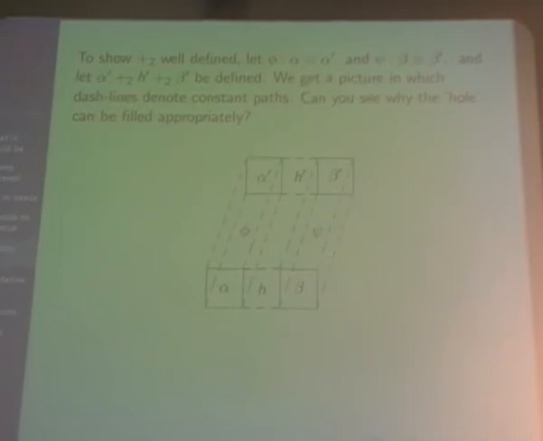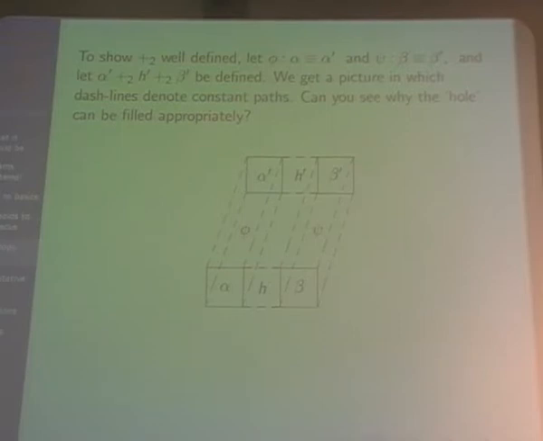Well, what you do is you look at a square figure like this. So here you've got alpha h beta, you've got alpha dash h dash beta. You've got a homotopy there from this one to this one, a homotopy there from this one to this one. But you've got this dirty grey hole in the middle. So what does one do about that?